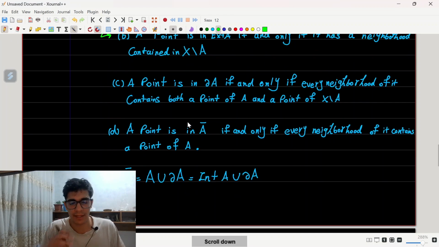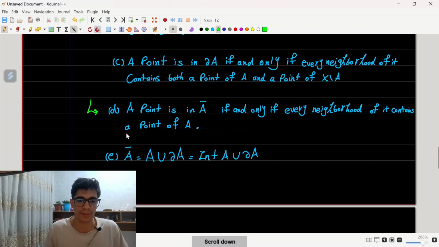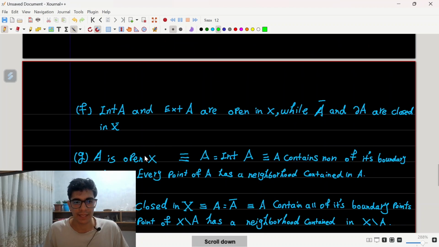Then we have: a point is in A bar if and only if every neighborhood of it contains a point of A. This is actually quite hard. I couldn't get it straight away, but with a bit of algebra, I think you can do it. And that is just the equivalent form of this.